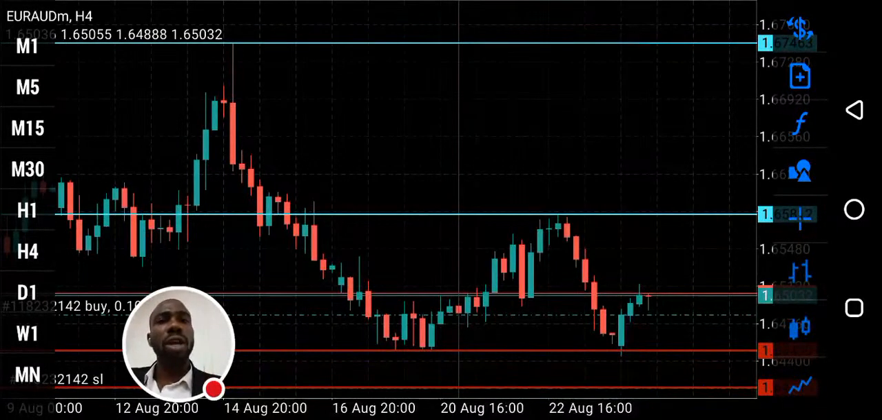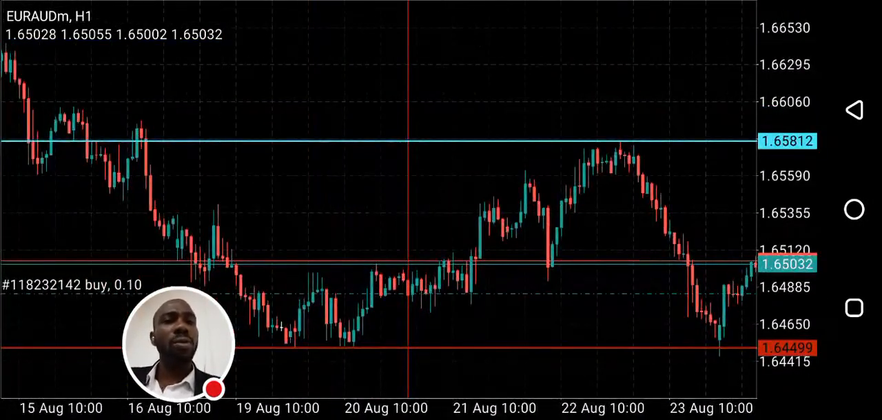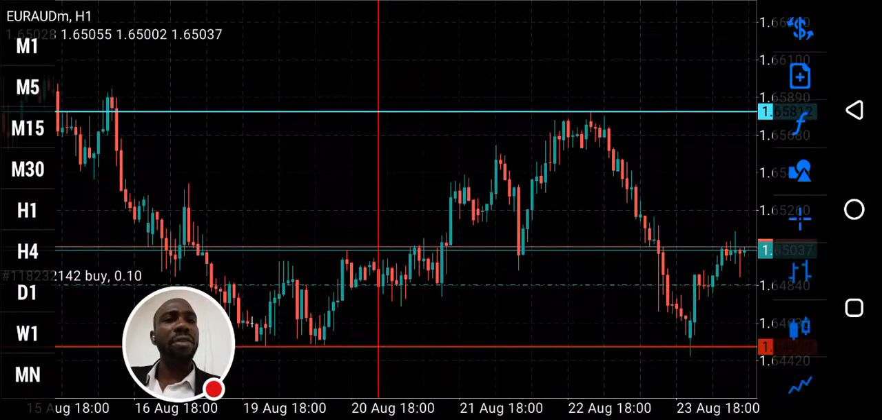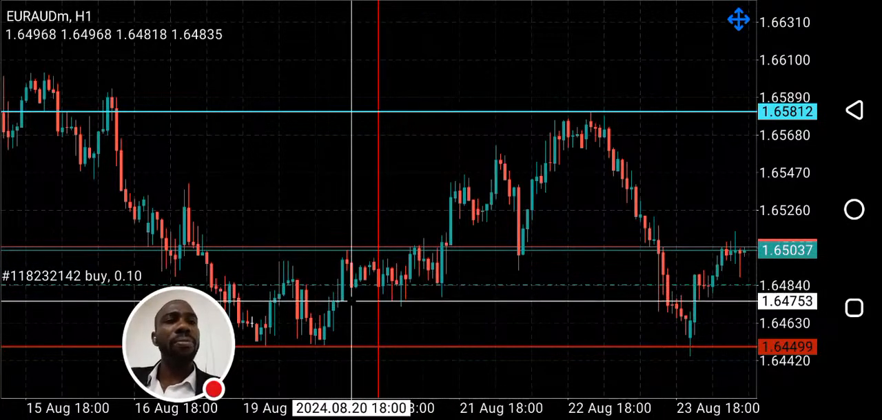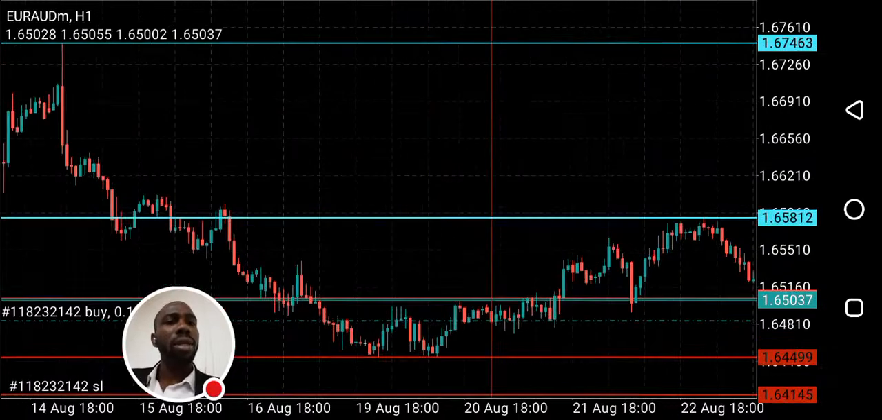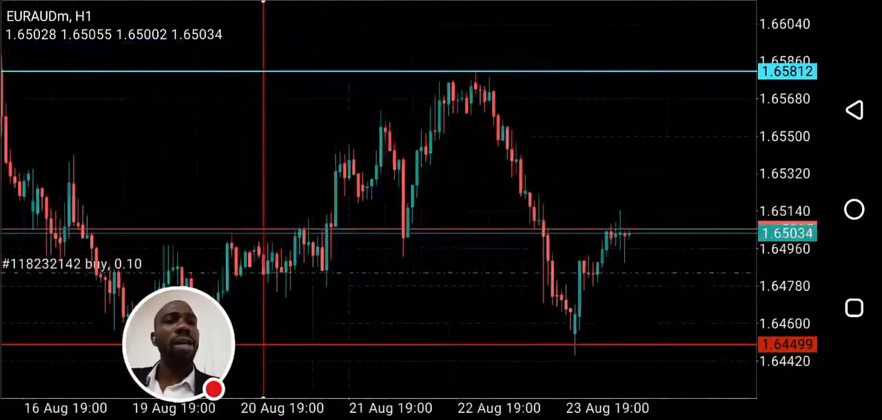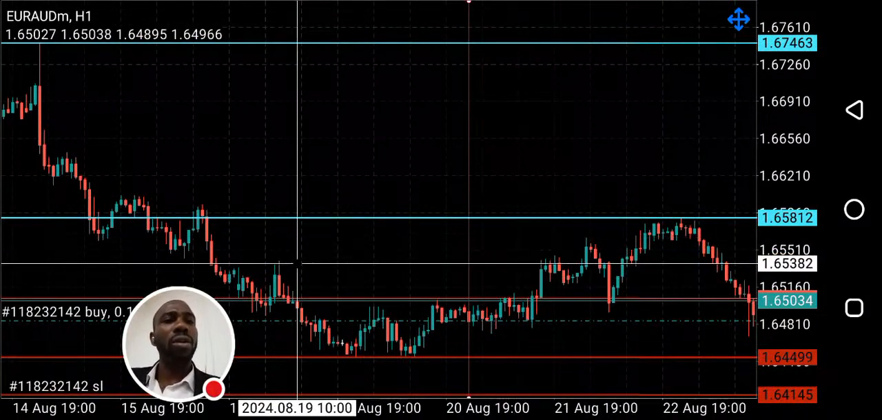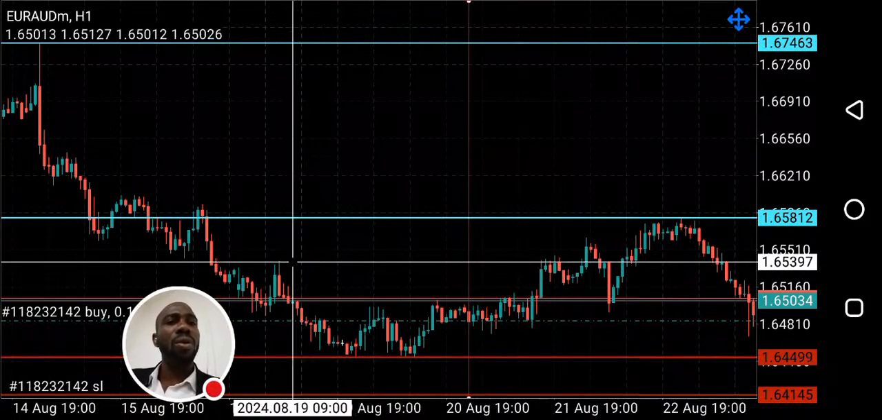Okay, so let's go to 1 hour. Let me show you why price had to pull back. So you can see on 1 hour, do we have a fair value gap here? No fair value gap here, right? But there was a shift in market structure on 1 hour at this point. Can you see that? There was a shift in market structure on 1 hour.